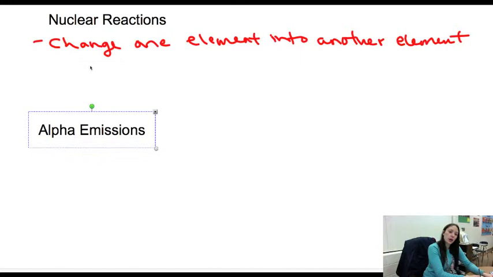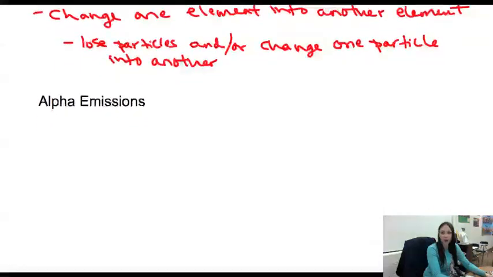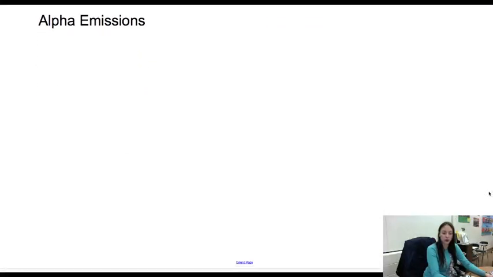Along the way, sometimes you're either going to lose particles or you're going to change one particle into a different type of particle. And sometimes it is both. So the first type of nuclear reaction we're going to look at here is an alpha emission. And remember, again, we're changing one element into another element. An alpha particle that we looked at before was a helium-4 nucleus, so 4He.